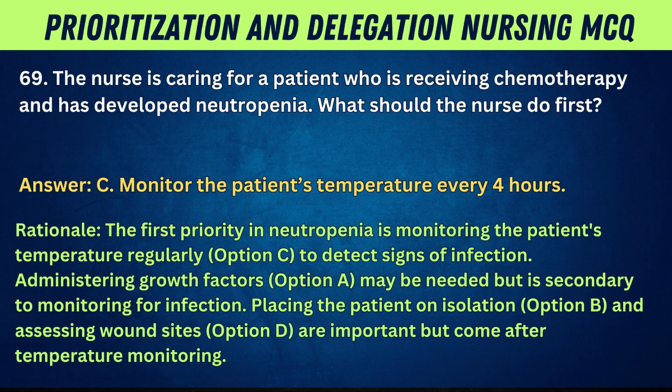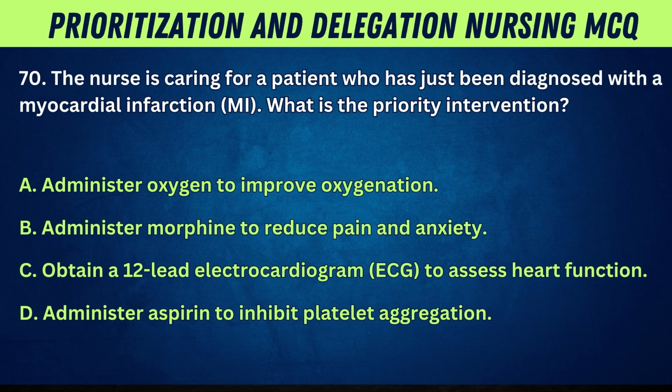Placing the patient on isolation, option B, and assessing wound sites, option D, are important but come after temperature monitoring. 70. The nurse is caring for a patient who has just been diagnosed with a myocardial infarction, MI. What is the priority intervention?